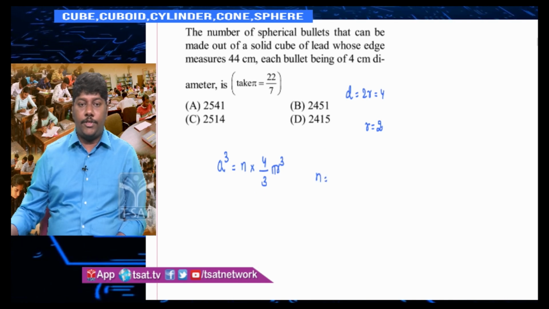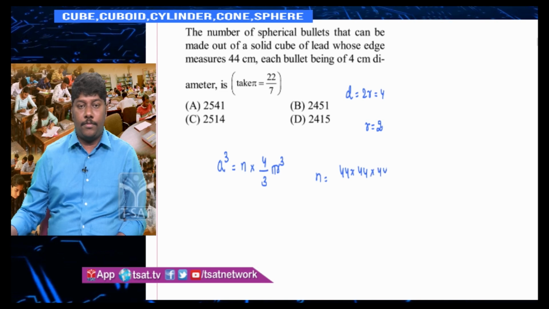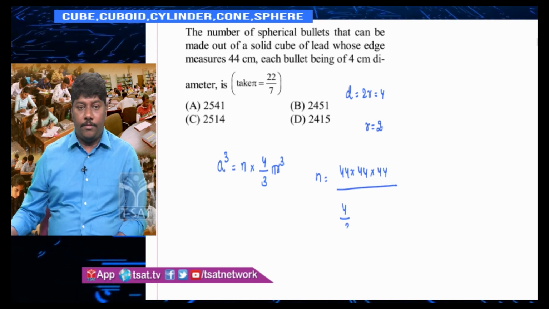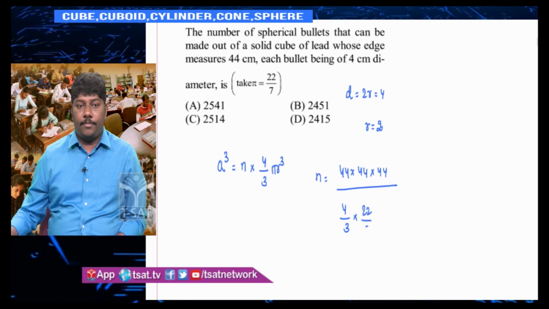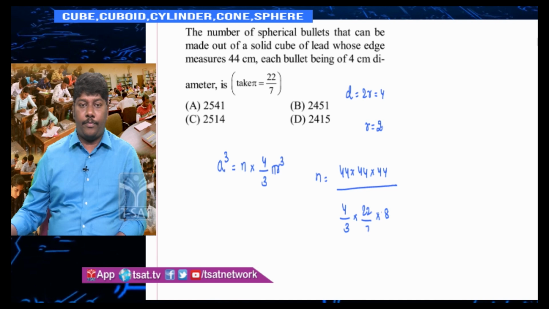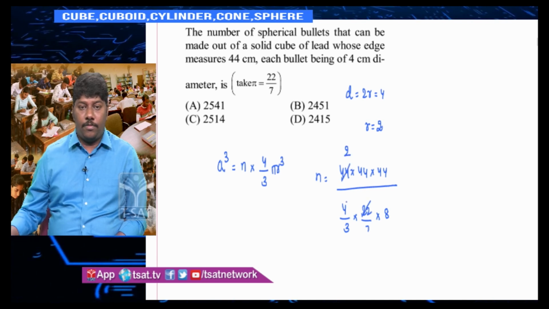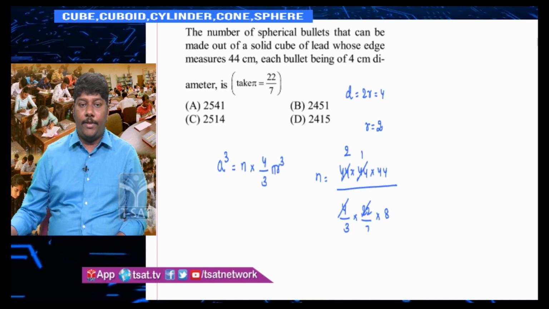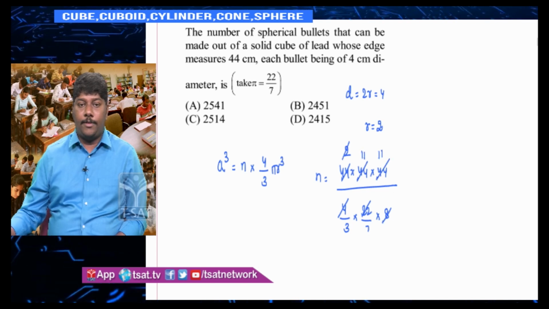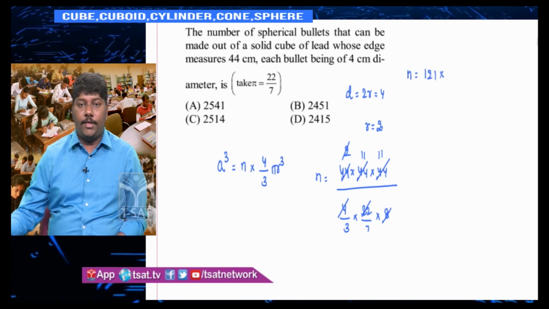So, n is equal to 44 into 44 into 44 divided by 4 by 3 into 22 by 7 into 2 cube, which is just 8. Then cancel: 22 ones are 22, twos are. 4 ones are 4, 11s are. 2 ones are 2, 4s are. Again 4 ones are 4, 11s are. So, you are getting n value as 121 into another 21 you have.